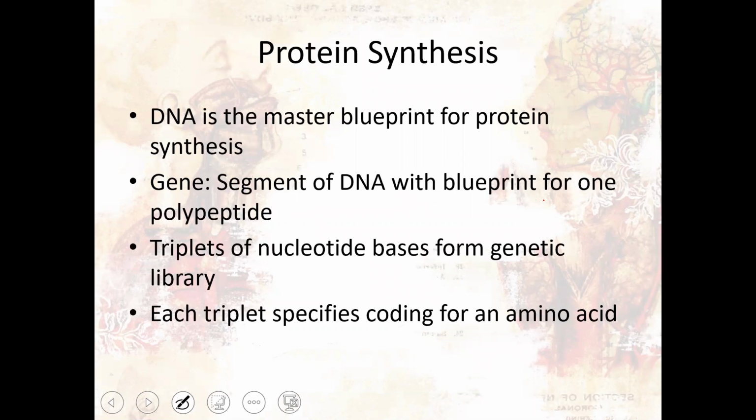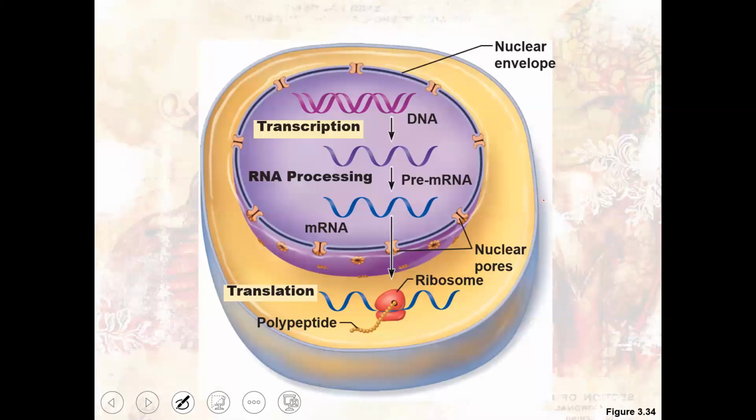Now, DNA is the blueprint for making proteins. A gene is a segment of DNA with a blueprint for one protein or polypeptide, and every 3 letters on that DNA forms our genetic library. Every 3 letters codes for a specific amino acid. Here is the important thing for this: DNA, RNA, protein, transcription, translation. Transcription is taking DNA and transcribing it as messenger RNA.